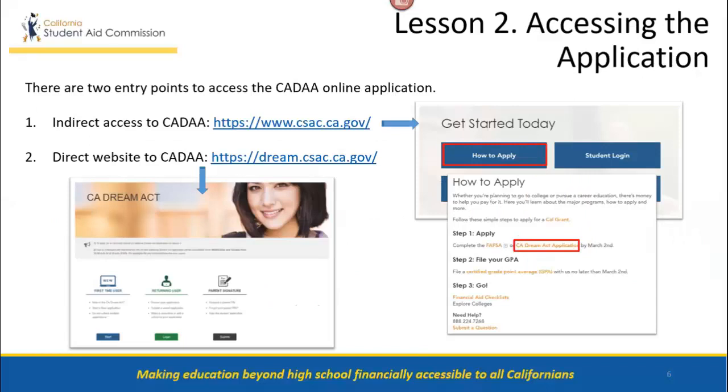You can access the online California DREAM Act application in two ways. The first is via the California Student Aid Commission website by going to csac.ca.gov. You can also reach the application by entering the URL dream.csac.ca.gov, which will take you directly to the application homepage.